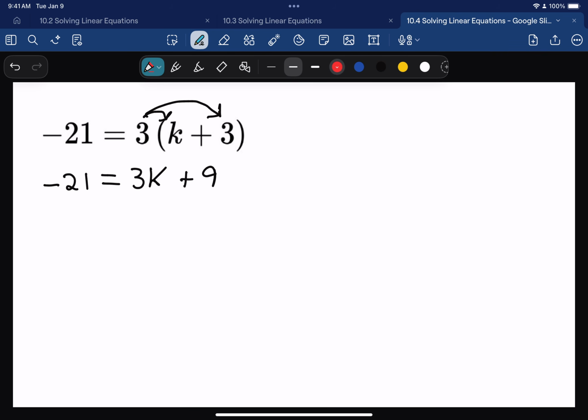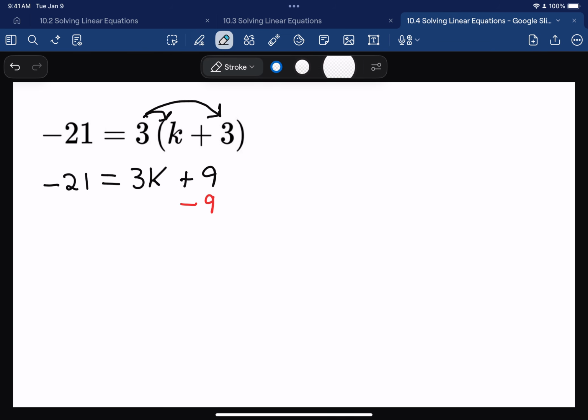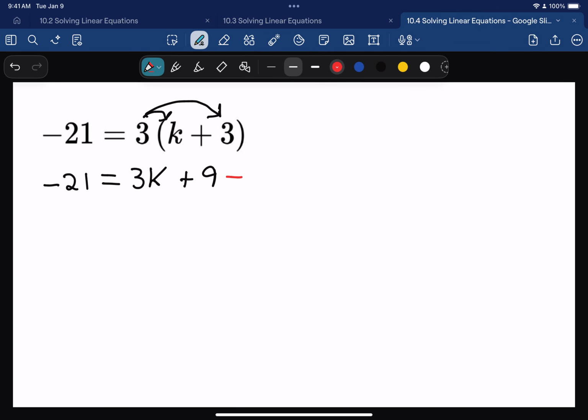And what I'm going to do is subtract 9 from both sides. So let's subtract 9 here. I sometimes like to write it below like this, or you can also write it inline in the equation. Whatever makes the most sense to you. So there we go, minus 9 like that. And then we're going to have to subtract 9 from negative 21.